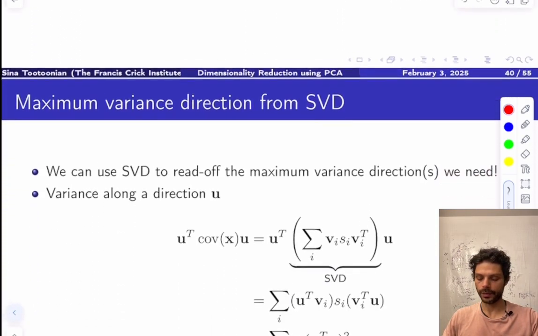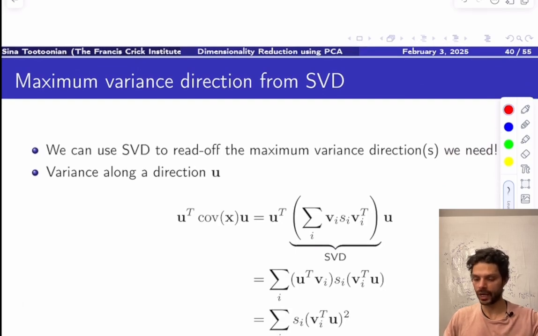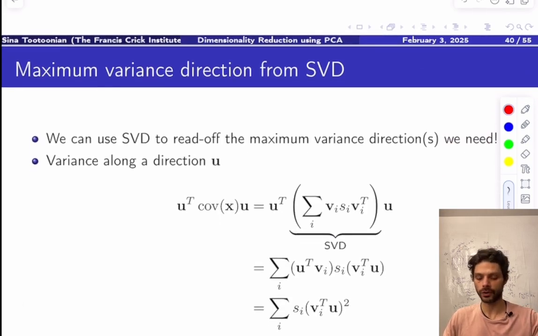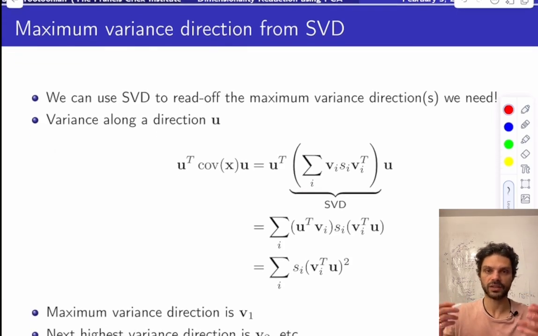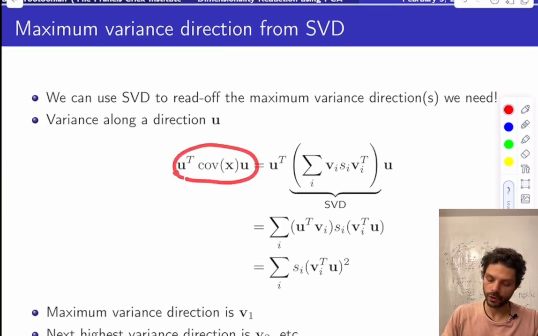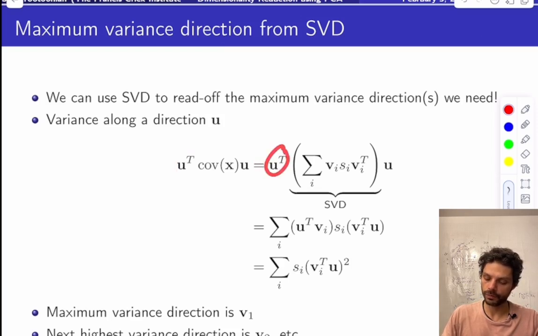All right, so now let's talk about, finally, how do we use these maximum variance directions from SVD? How do we use SVD to find these maximum variance directions? So it turns out, let's just put in our formula. We've got the covariance along a particular direction, so it's projecting onto U, and this is our SVD. And so all we do is we bring the U on the inside.